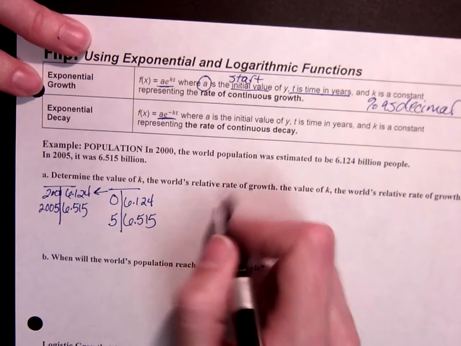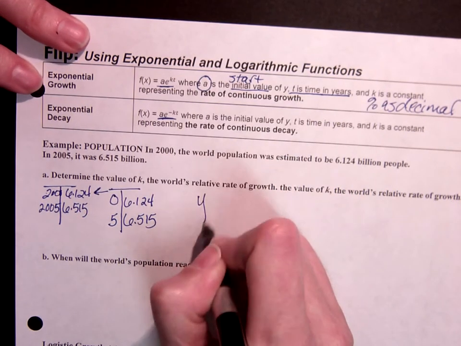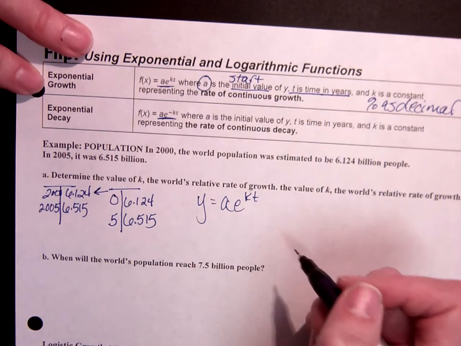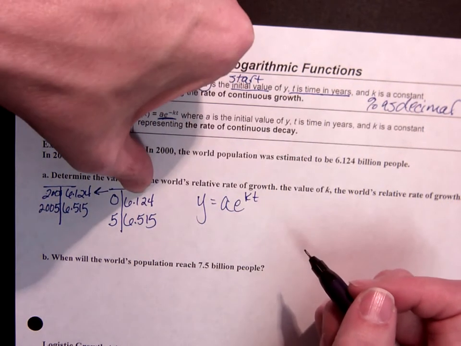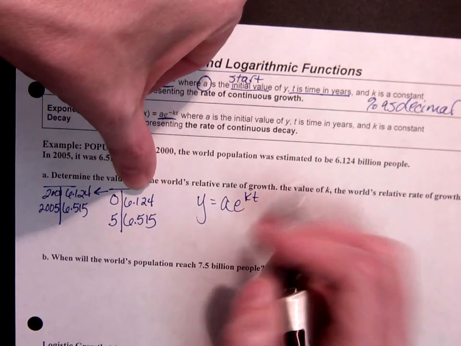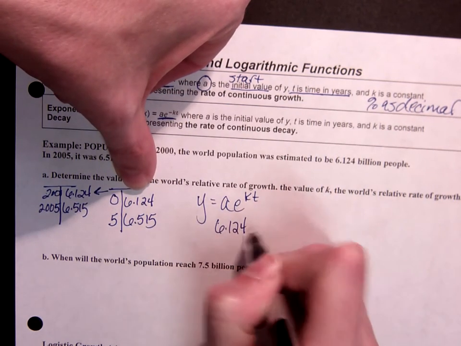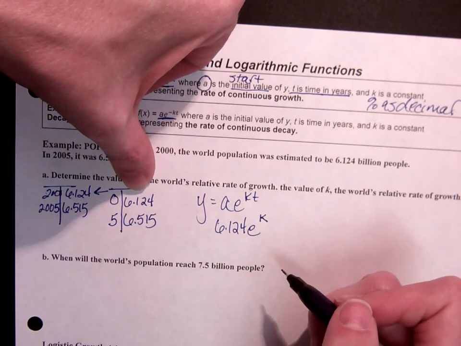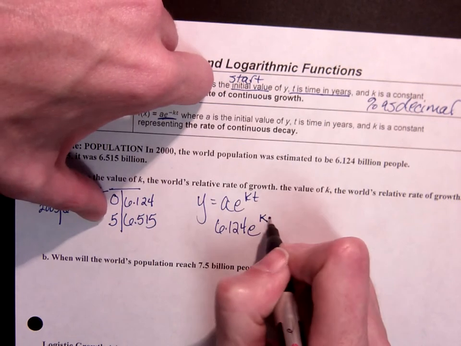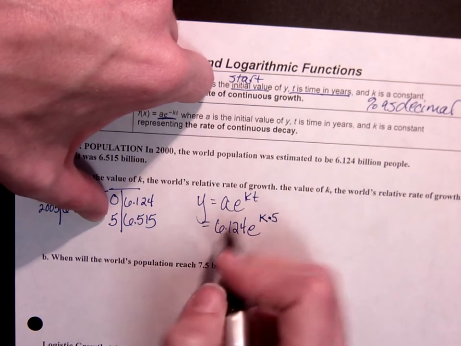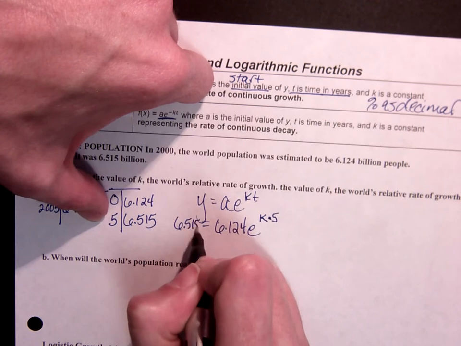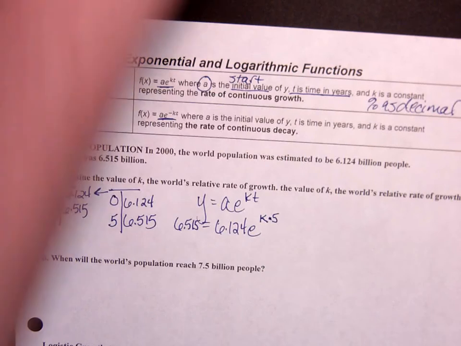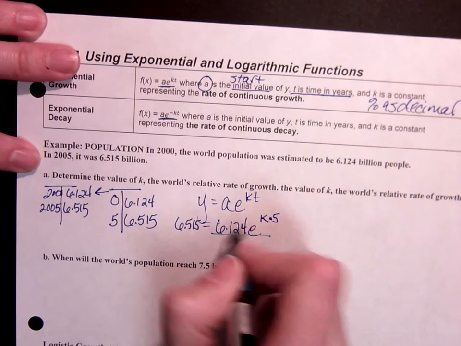So when I use my equation, y equals a e to the kt, I'm just going to plug in my values. My initial value, 6.124. Keep e. I don't know k, but I do know that in 5 years it had gone up to 6.515. Once we set that up, we're going to solve just like we normally would. Isolate the exponential by dividing.